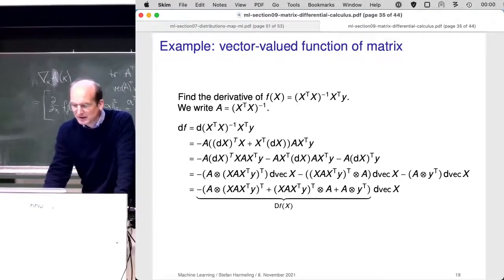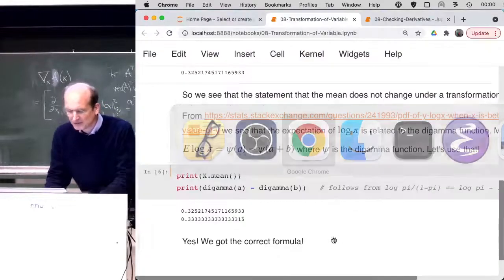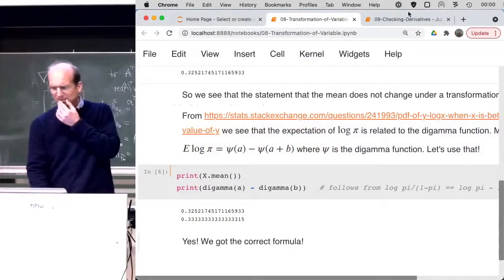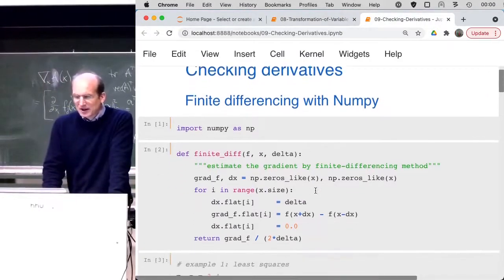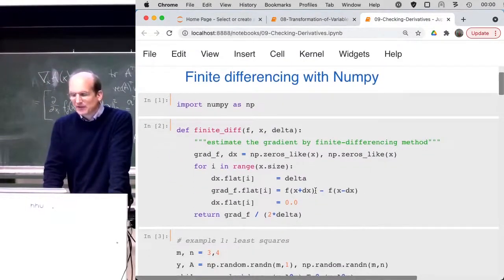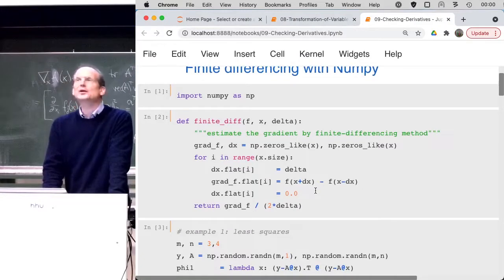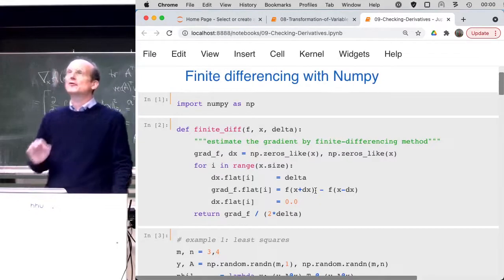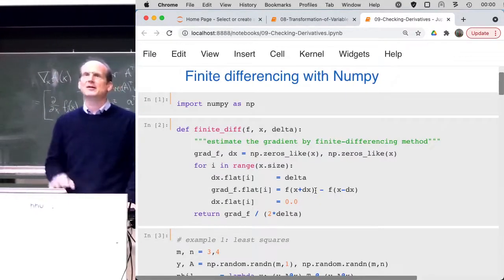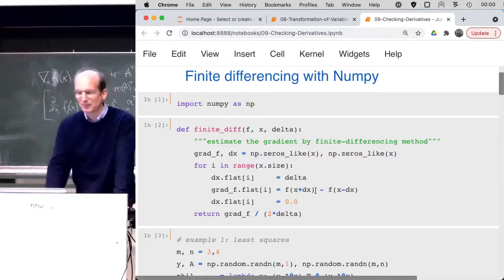Maybe I should show you right away. So let me show you the code. Okay, so this is now about checking the derivative. So here's finite differencing with NumPy. That's the first version. And on a later page, I show you also how to check derivatives with PyTorch. Okay, you can also do that one. It's also in the notebook.